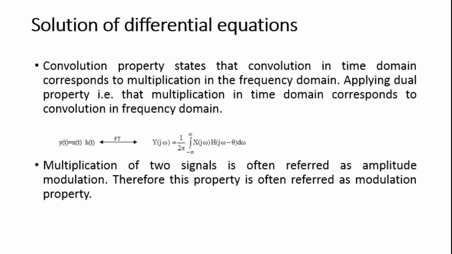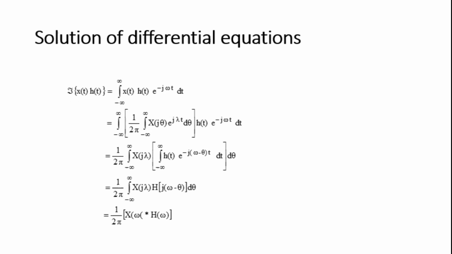Multiplication of two signals is often referred to as amplitude modulation. Therefore, this property is often referred to as the modulation property.